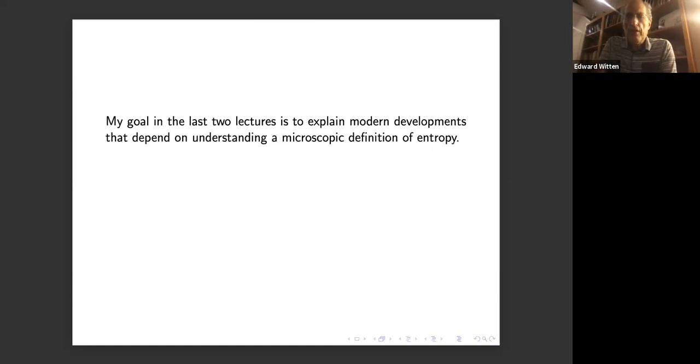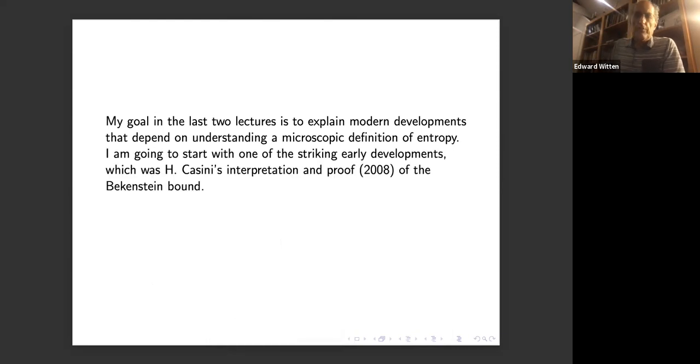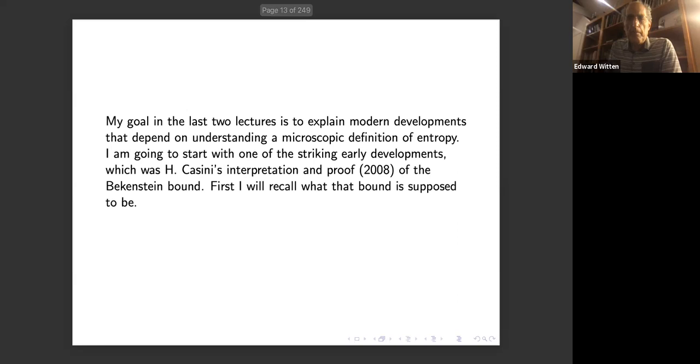My goal today and tomorrow is to explain modern developments that depend on understanding a microscopic definition of entropy, and especially depend on using the von Neumann entropy as what we mean by entropy. I'm going to start with one of the striking early developments, which was Horacio Casini's interpretation and proof of the Bekenstein bound. First I want to review what the Bekenstein bound is.